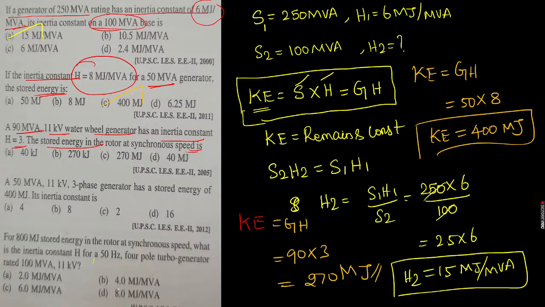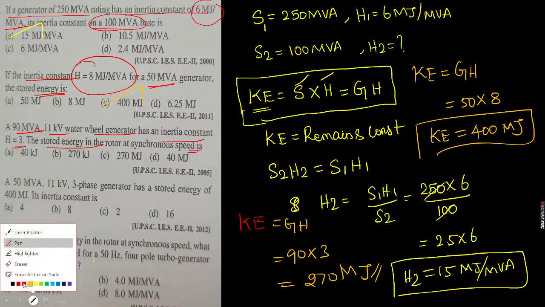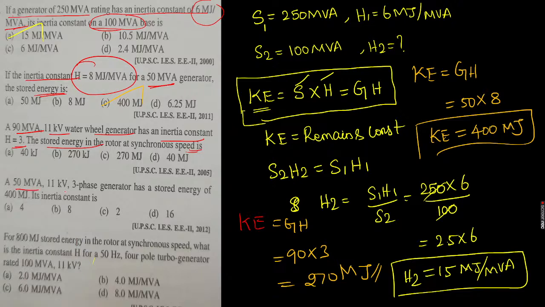Next question. I think small questions are all right. A 50 MVA, 11 kilovolt 3-phase generator has a stored energy of 400 megajoules. What is the inertia constant? I hope you can solve this. Kinetic energy equals G into H. The question is, H is what? So kinetic energy divided by G. Substitute, you will get the answer.